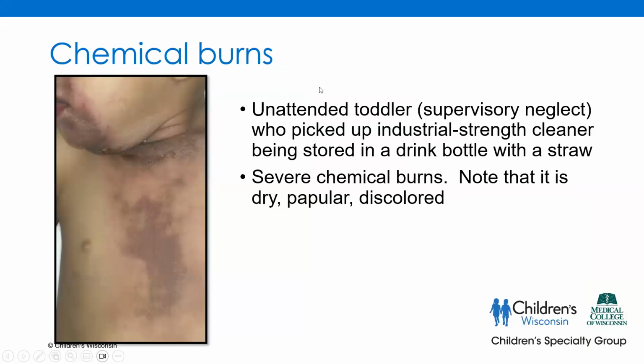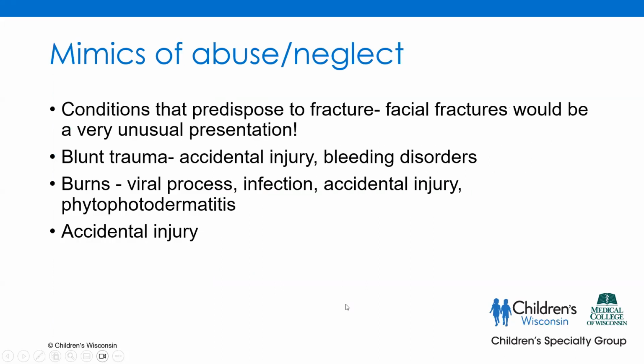And then you can get other types of neglect. This child got into an industrial strength cleaner that was being stored in a drink bottle. The mother had removed it from her place of work. It was in one of those convenience store drink bottles on the floor where this 13-month-old was able to access it. She had chemical burns here on her chest, neck, face, and also in her mouth.